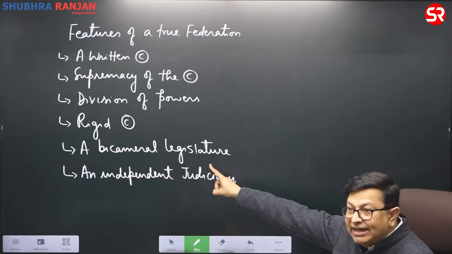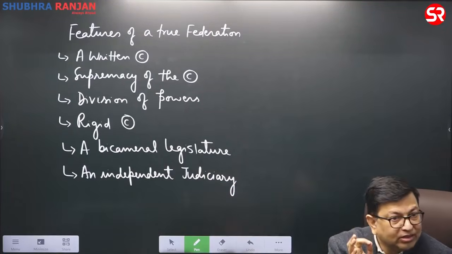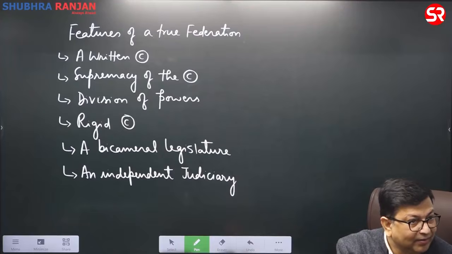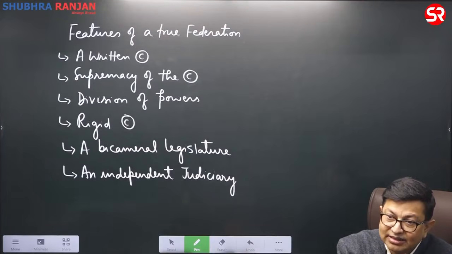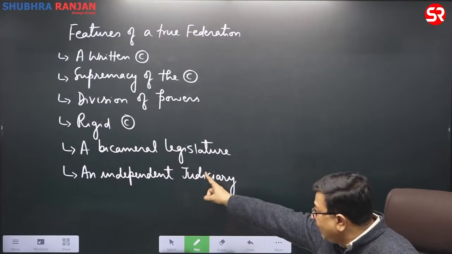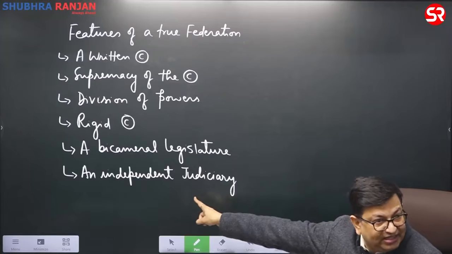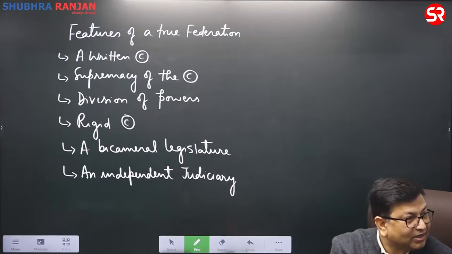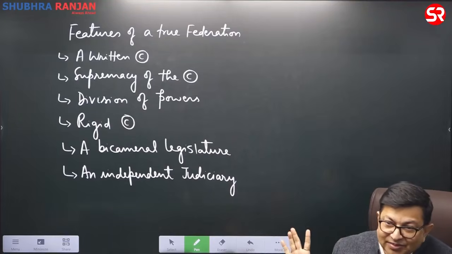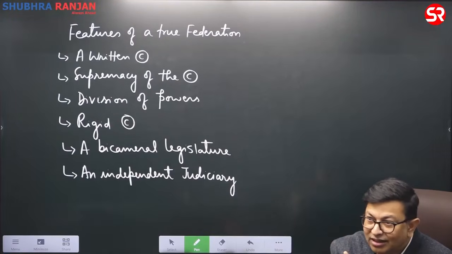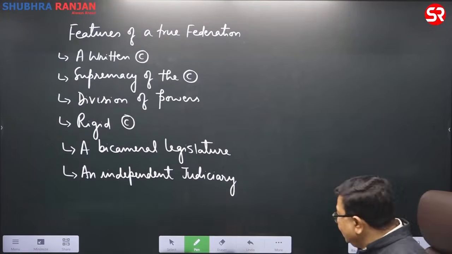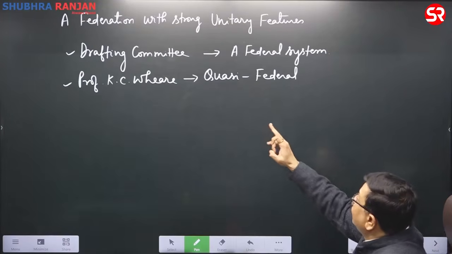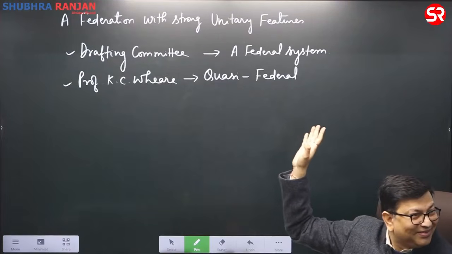Then we have a bicameral legislature. The Lok Sabha represents the popular will and the Rajya Sabha represents the states. And we have the Supreme Court as an independent arbiter of disputes that may arise between the center and the states or between the states themselves. That is why the drafting committee may have said that India is a federal system.